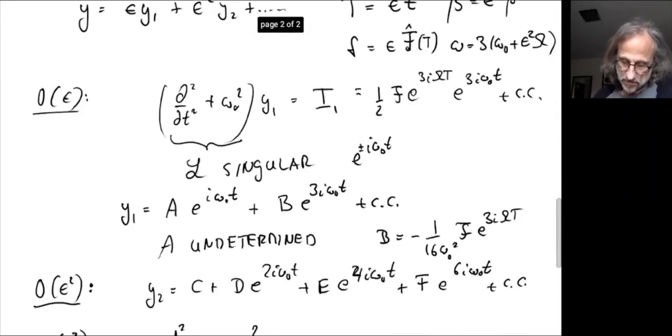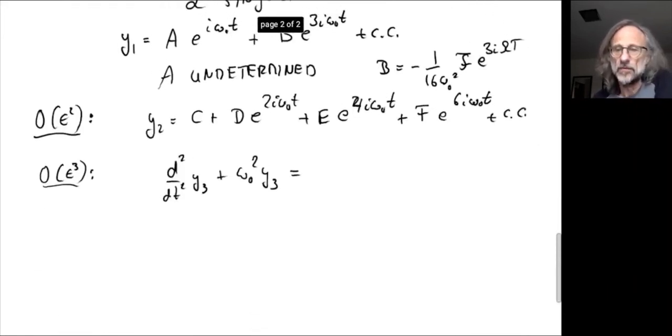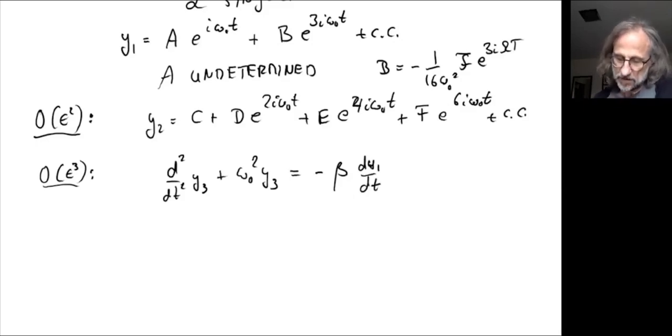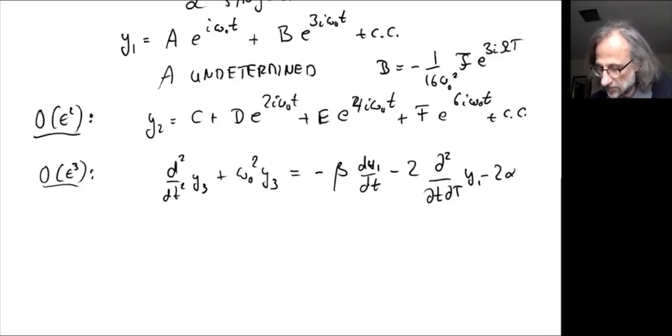Okay, so that means from the damping we get minus beta dy1 by dt. Beta carries epsilon squared, y1 carries epsilon, so we're doing epsilon cubed. Then we get 2 times the mixed derivative with respect to fast and slow, so it should be partials. Mixed derivative partial t partial T y1. And we get minus 2 alpha y1 y2.